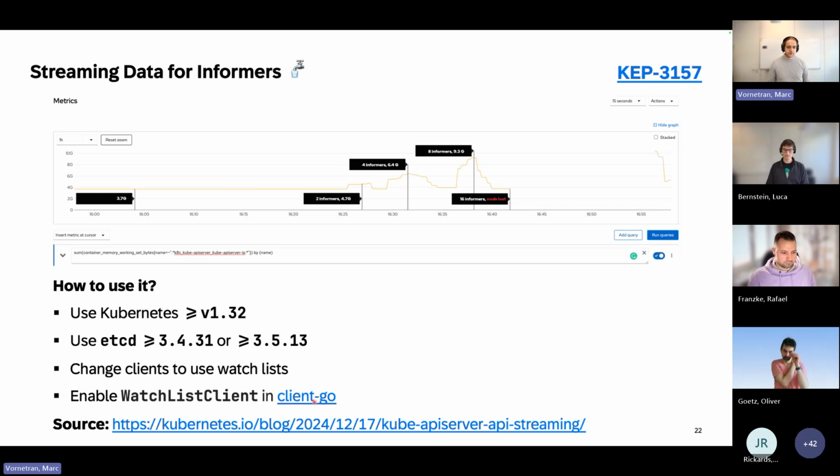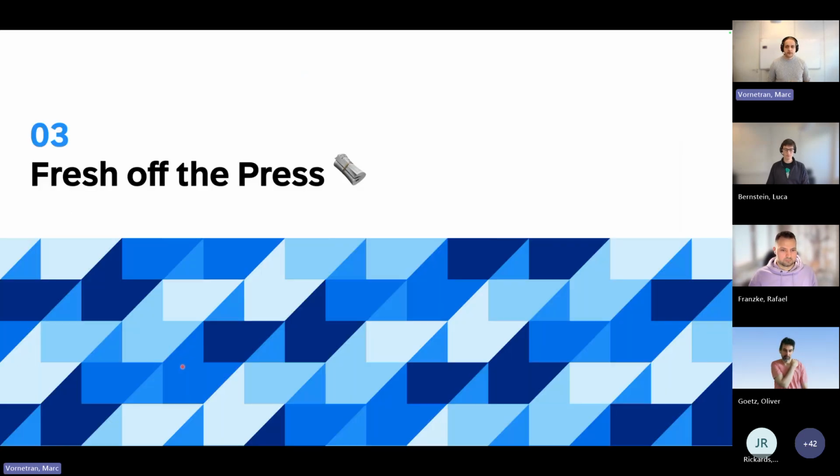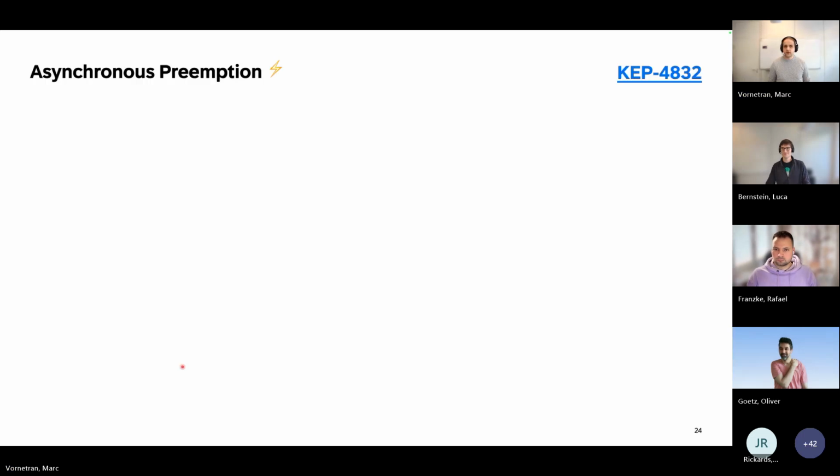And for anything that uses the client Go library, such as the controller runtime, it's possible to enable the watch list client here to make use of this. All right. With all that being said, we move into the fresh off the press section where we look at new alpha feature gates. And we start with the asynchronous preemption feature.